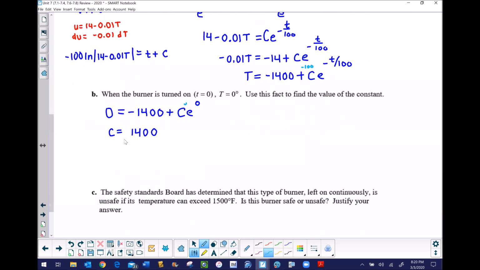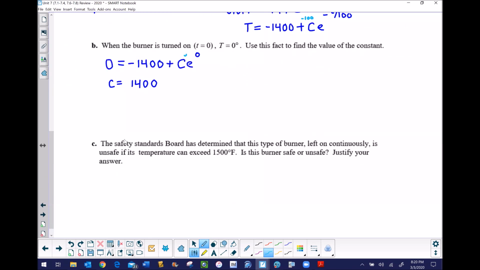The last, is there just one part of this? It says the safety standards board determines that this type of burner, if it's left on, is unsafe if its temperature can reach 1500 or more. Is this burner safe or unsafe? Actually, exceeding means it goes over 1500. So the thing that you would have to do with this problem is understand that this is a limit question, right? If you leave this thing on continuously, that's implying that we're going to let time go on to forever.